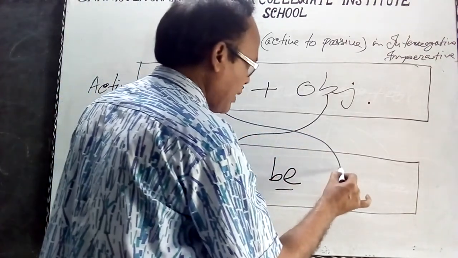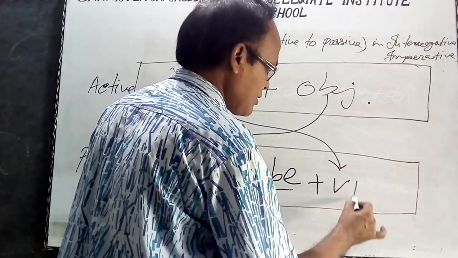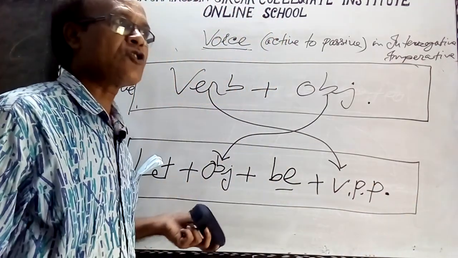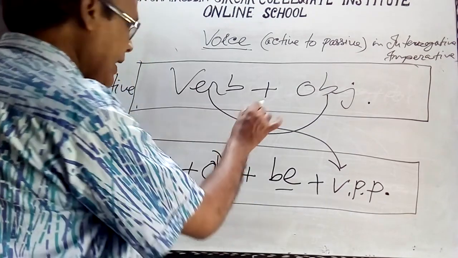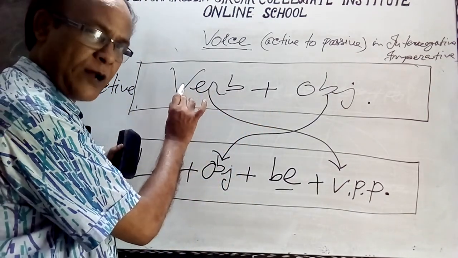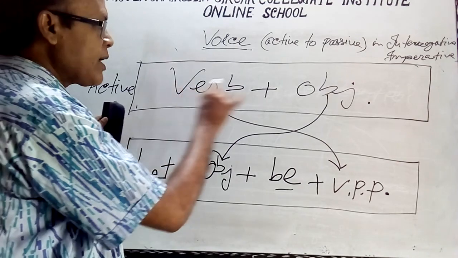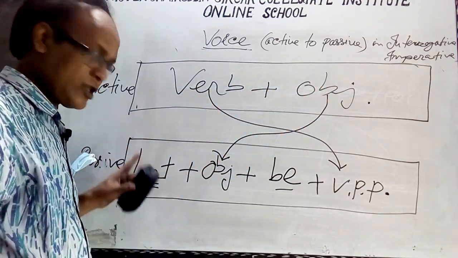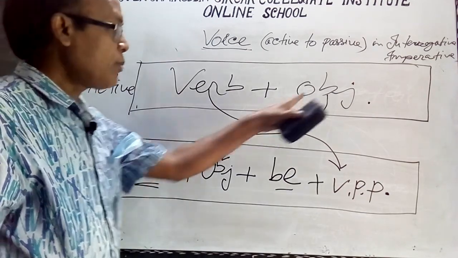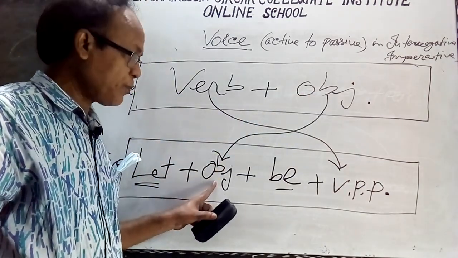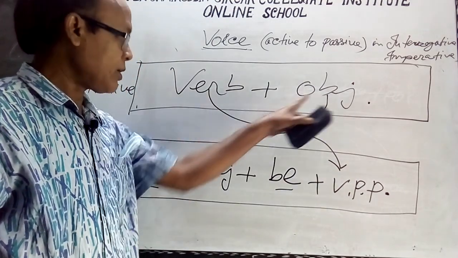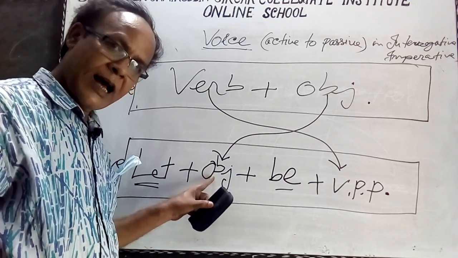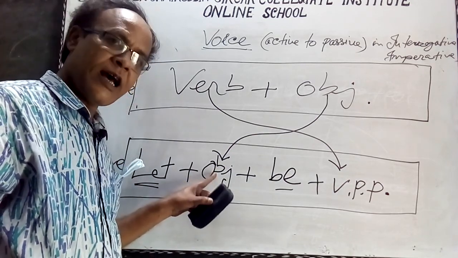Then the verb will be in the past participle form, and there will be a full stop. I will repeat. If the sentence begins with a verb, we must know that it is an imperative sentence, so we must begin the sentence in the passive voice with let. Then the object will be after the let, and the object will be the subject here. It is now used as the subject, but the form will be the object form.